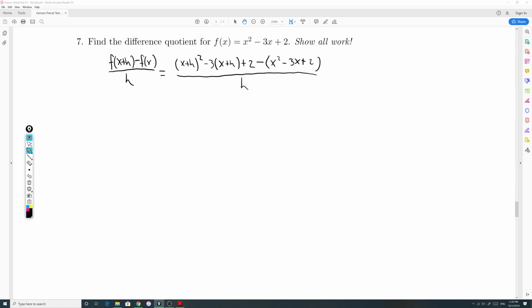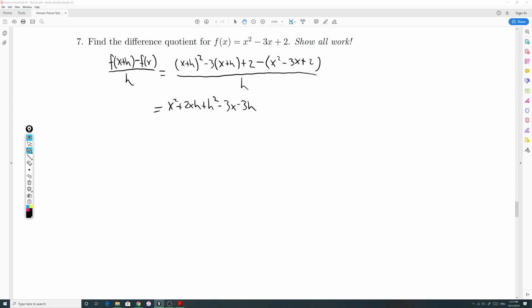Sorry, I dropped my pen. Back to it. Okay. So now we're doing basic algebra in the numerator. X plus h squared, that is not x squared plus h squared. If you write it out and do the distributive property, it's x squared plus 2xh plus h squared. And then distribute here, we have minus 3x minus 3h.